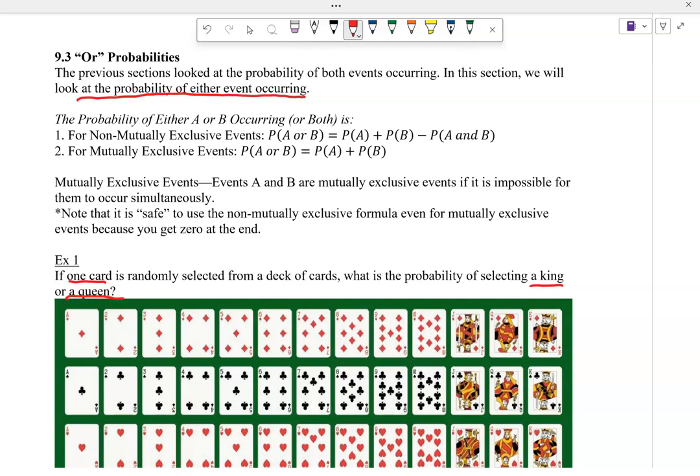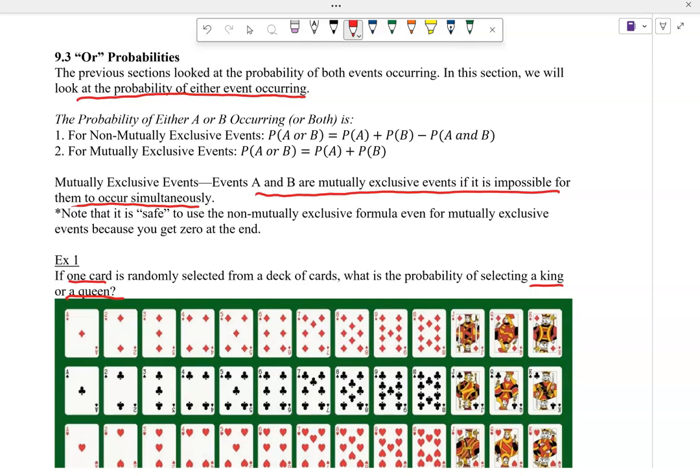Well, you've got two types of OR probabilities. You have mutually exclusive events and you have non-mutually exclusive events. So what are mutually exclusive events? A and B are mutually exclusive if it's impossible for them to occur simultaneously. Okay? If it's impossible for them to occur simultaneously.